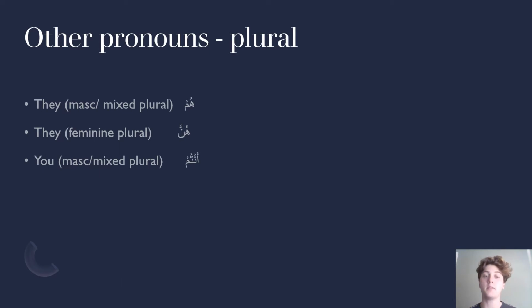Antom is the masculine and mixed second person plural. Antunna is the feminine plural, and we is nahnu. Now you may have noticed that there is no dual for the first person. There is only a singular and plural. So if you're referring to we, me, and one other person, you use nahnu.